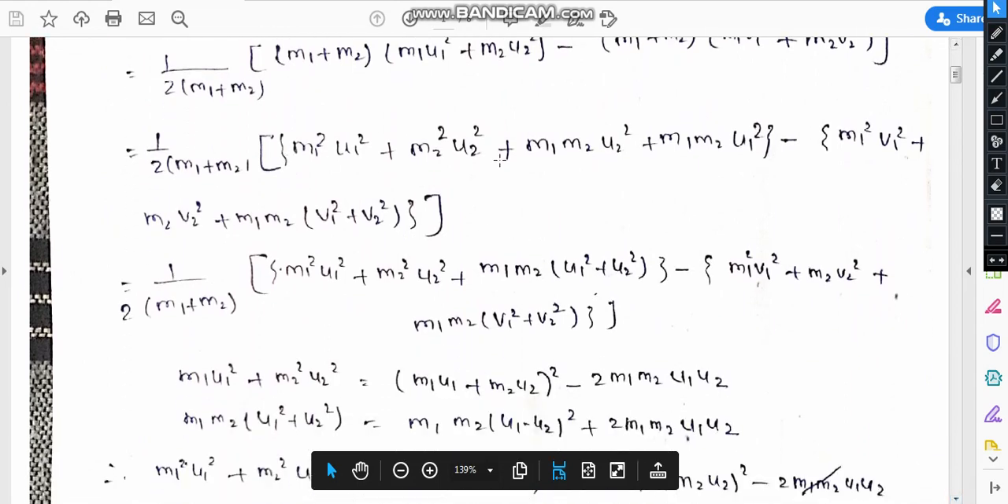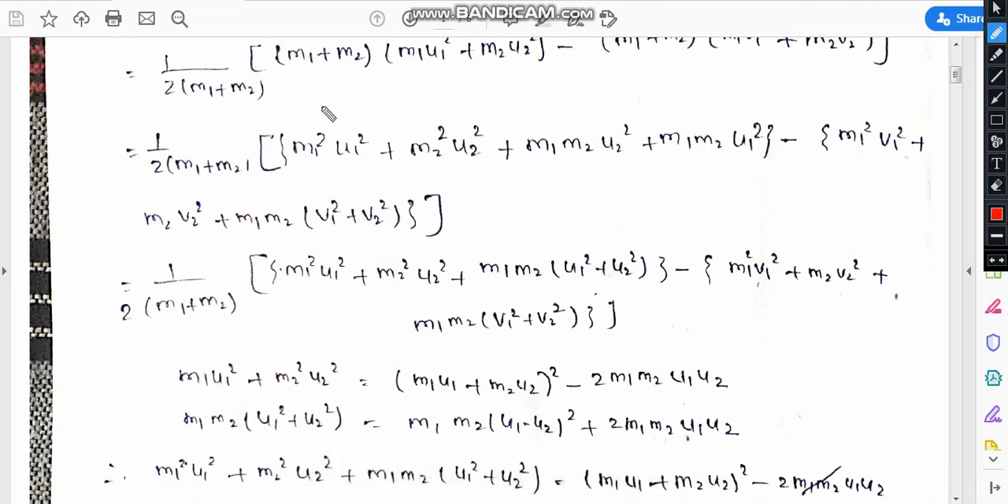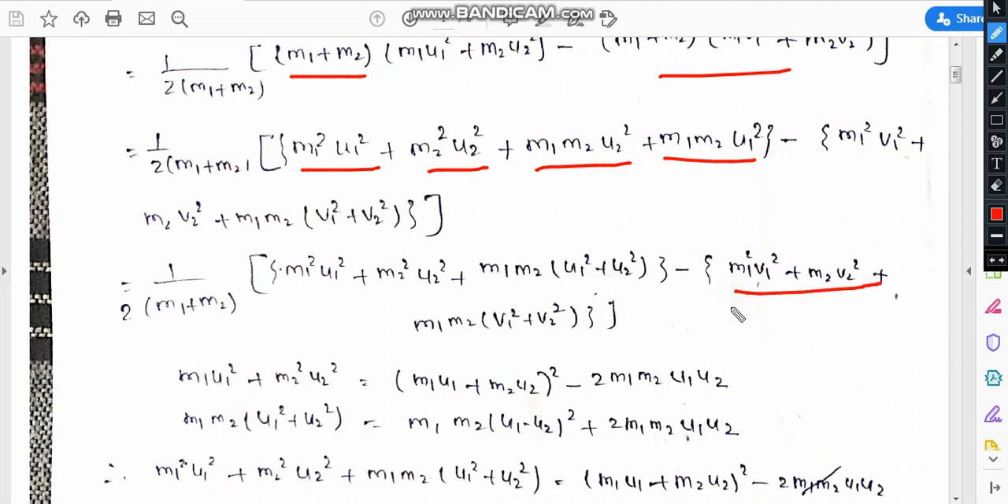After solving this equation using some mathematical tools, you expand the bracket: half m1 is multiplied by m1 u1 square, m1 multiplied by m2 u2 square becomes half m1 m2 u2 square, m2 multiplied by m1 gives m1 m2 u1 square, and similarly m2 multiplied by this is m2 square u2 square. Similarly for the second term. By solving this, we get m1 u1 square plus m2 u2 square plus m1 m2 (u1 square plus u2 square). So how can we solve this expression?